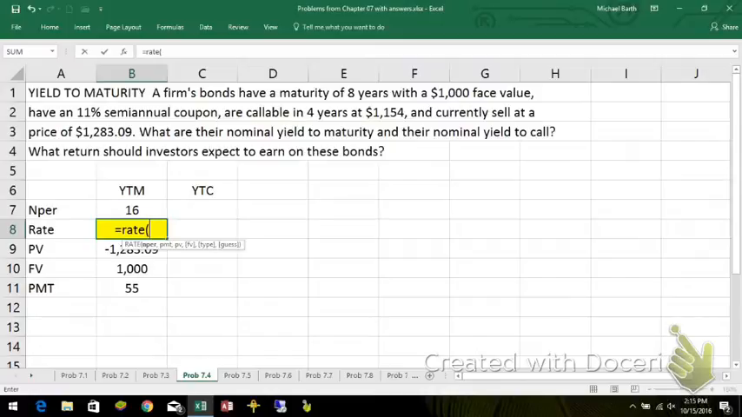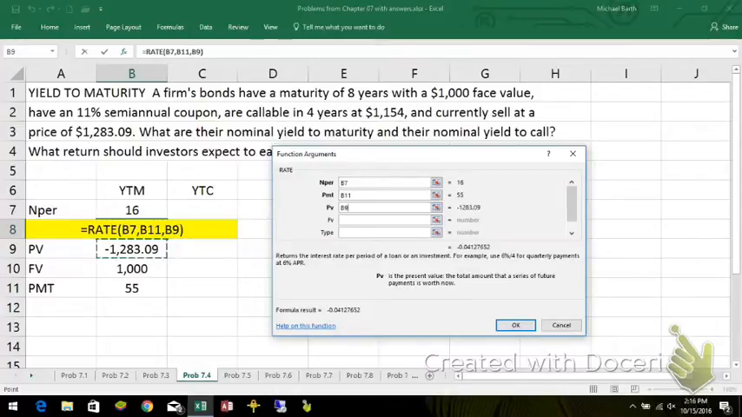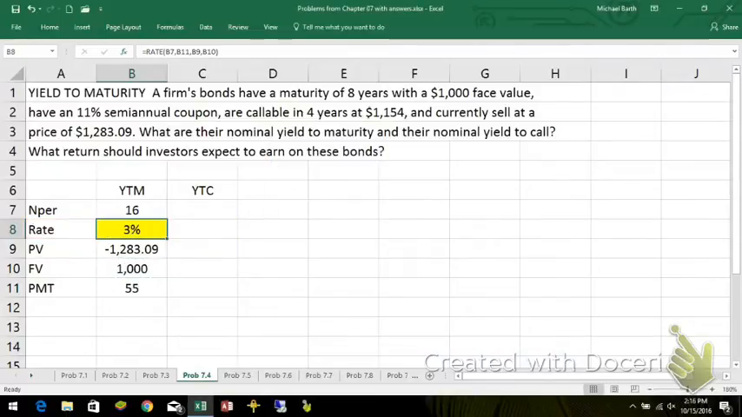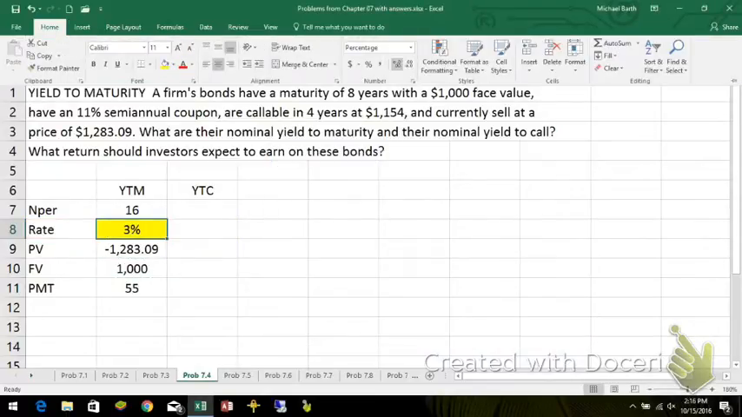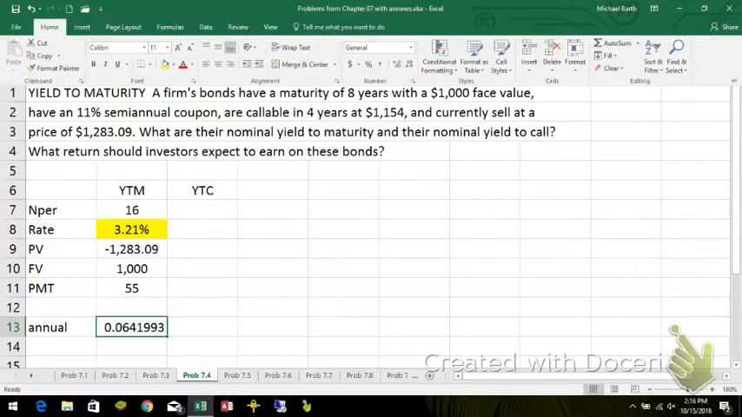So if we were to calculate the yield here, the rate that we calculate will be the semi-annual rate, so I'm going to have to reconvert this into the annualized number. Okay, so that's the rate every 6 months. So the annual would be simply take that number times 2. And so the yield to maturity on this bond is about 6.42%.